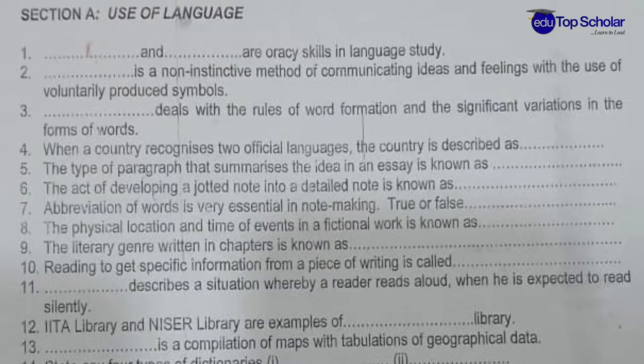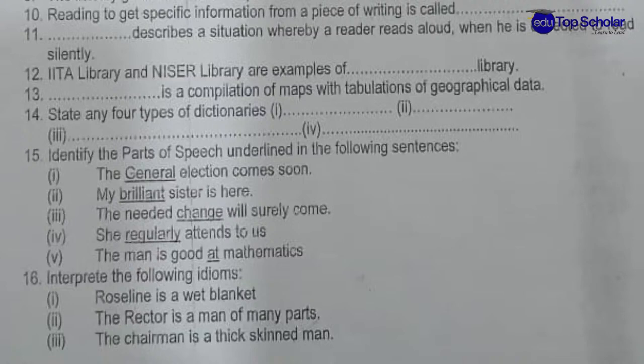Now, question number 12. This is on library. IITA library and NISA library are examples of dash type of library. We call them research library. You know IITA is a research institute, NISA is also a research institute. So when you have a library in this kind of setting, they are referred to as research libraries.